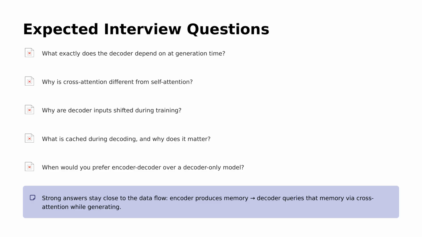Here are the interview questions I'd expect on this topic. The key is to answer from the data flow. First, what the decoder actually uses at generation time. Then, how cross-attention differs from self-attention. Why targets are shifted during training, and what we cache during decoding, usually past keys and values, to speed things up. A strong final point is knowing when an encoder-decoder model is the better choice than a decoder-only model.